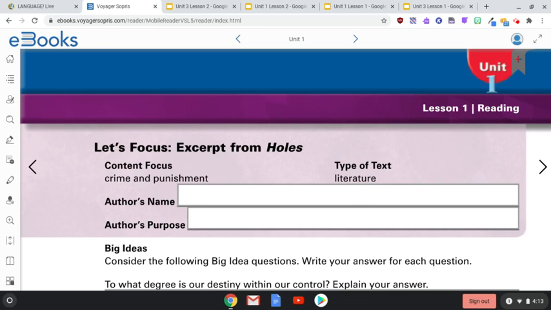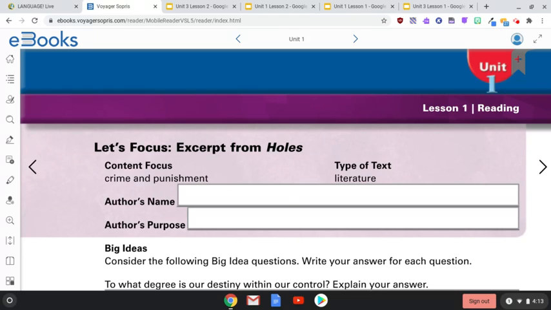That means that he wrote the book. The author's purpose is the reason that he or she wrote the text. Authors write for different purposes. They write to entertain, to persuade, or to inform or teach. Knowing an author's purpose can help a reader better understand a text.